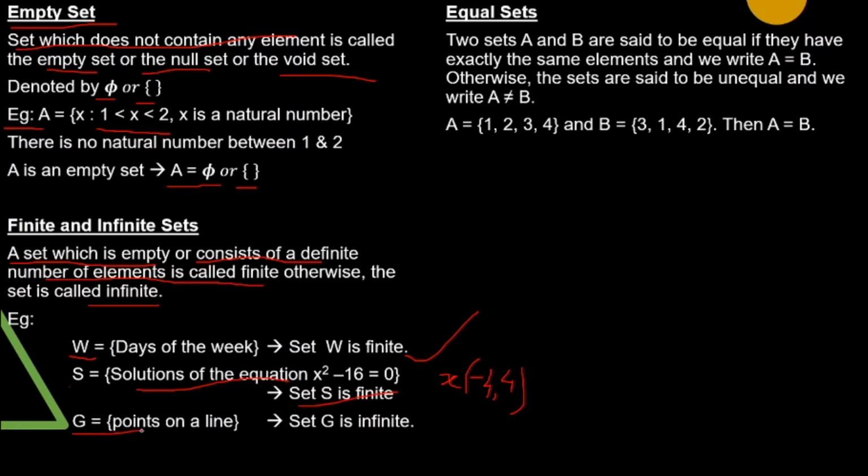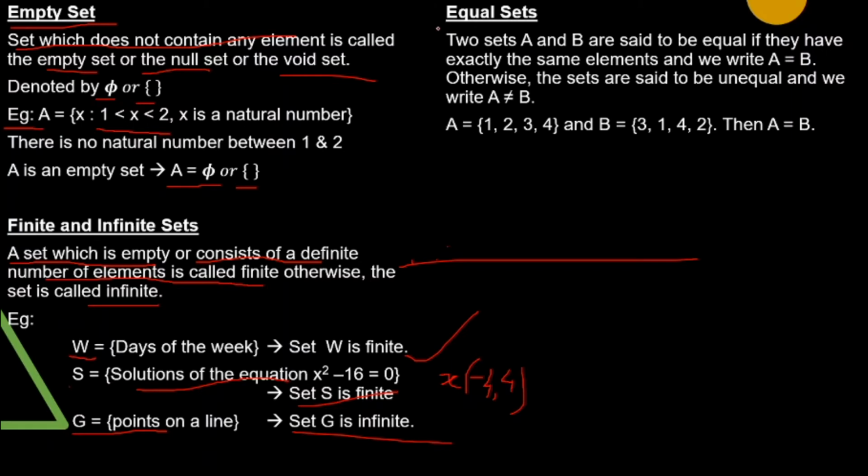G equal to points on a line. Suppose this is a line. So an infinite number of points we can plot, right? That is, an infinite number of points can form a line. You can say that. So set G is an infinite set.